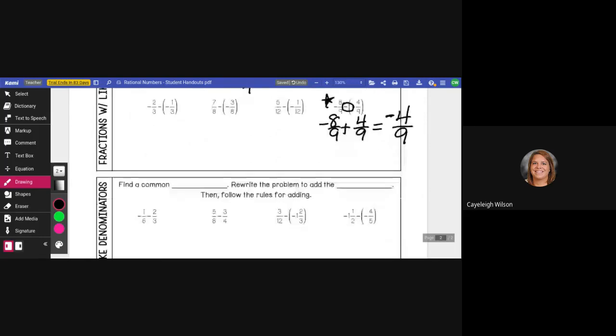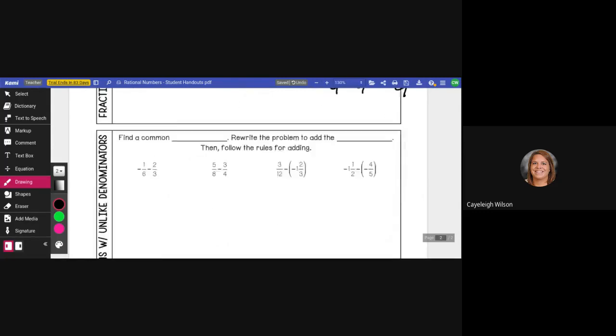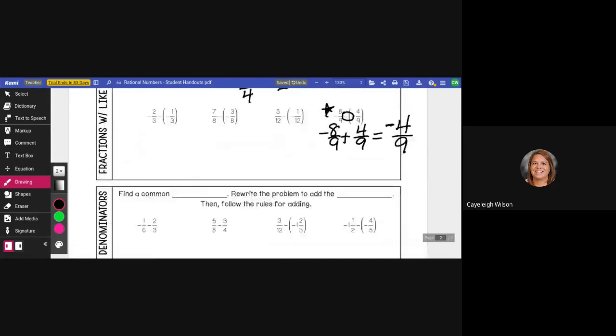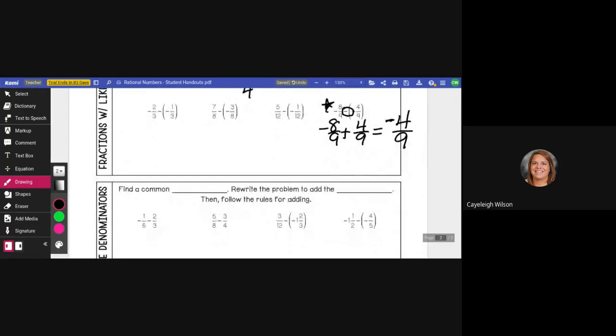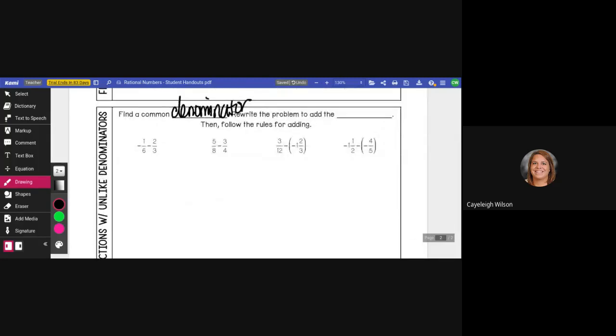All right, so we're going to move on to the last section and just do a couple out of here. Actually, there's 4. We'll probably just do 2 of them. Okay, so we are going to find a common denominator. So that part I'm okay with. And then we're going to follow the same steps that we've been doing. All right, so we are going to start with this first one.